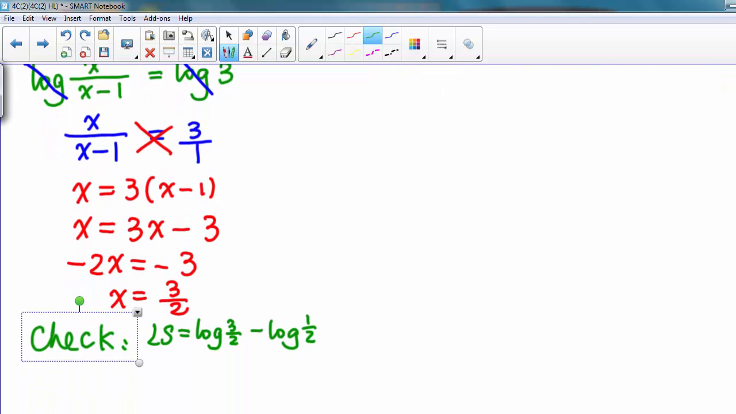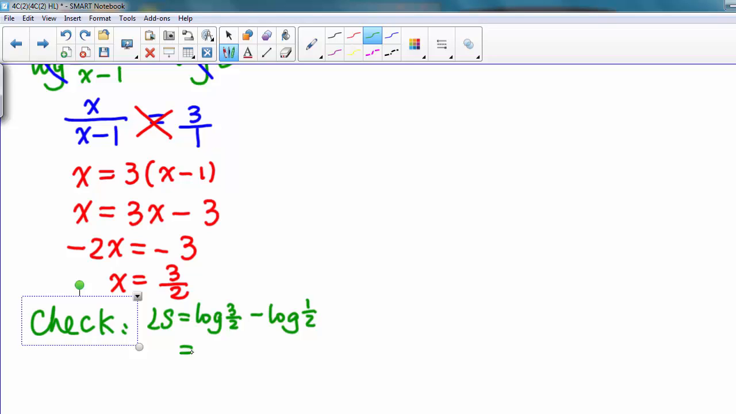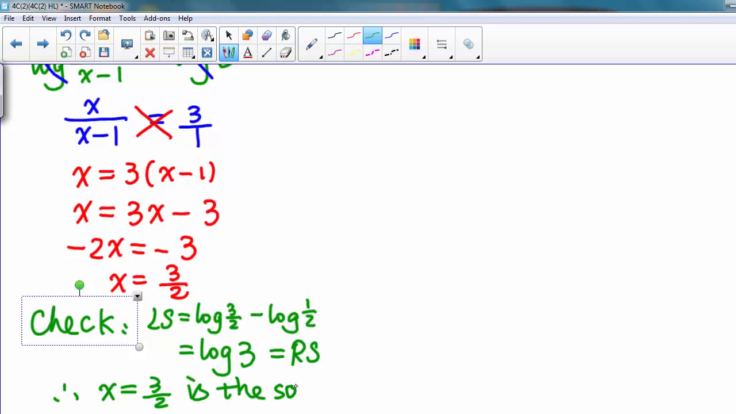So that's the first step in the checking. And the second step is the left side. You can continue to simplify these two logs in the subtraction. You divide the arguments. It's log 3, which is the same as the right side. So far, I can make a conclusion. So x equals 3 over 2 is really the solution of the initial log equation.